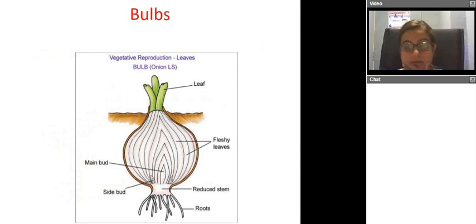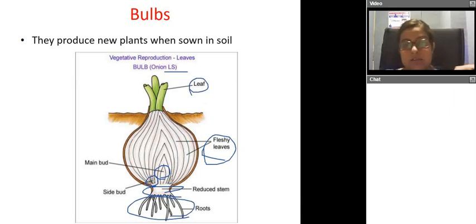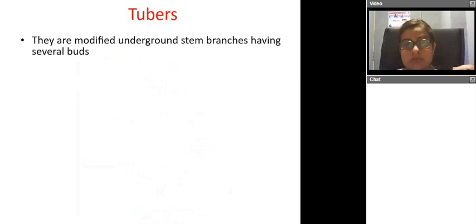Then we have the bulb. This is an onion bulb. These produce new plants when they are grown in soil. This is the main bud and the side bud. The reduced stem and the roots are located at the bottom with fleshy leaves at the top. This is a longitudinal section of an onion bulb.